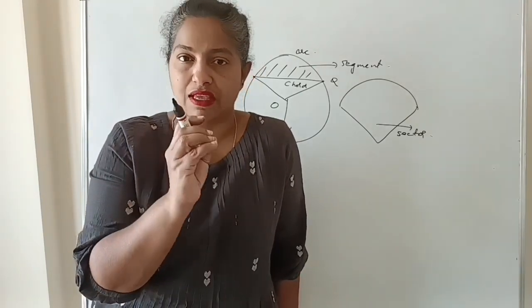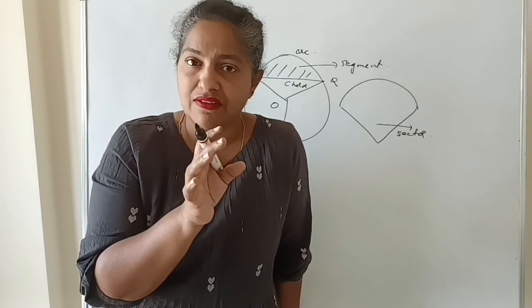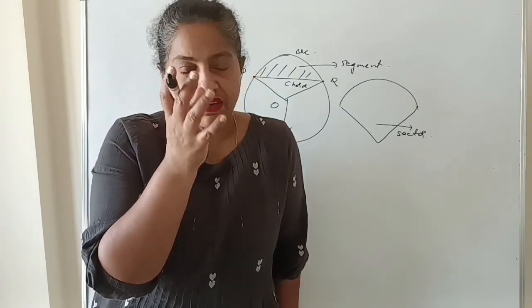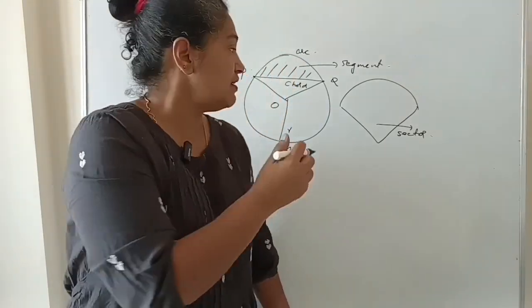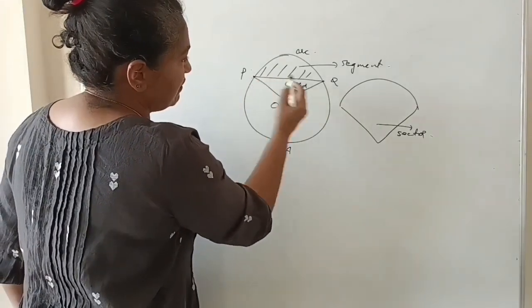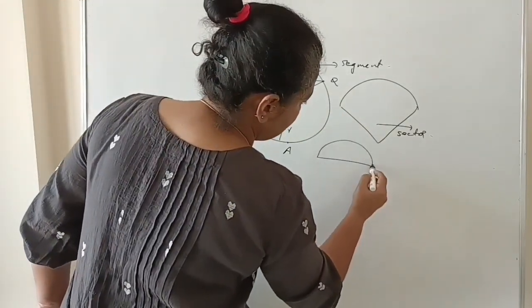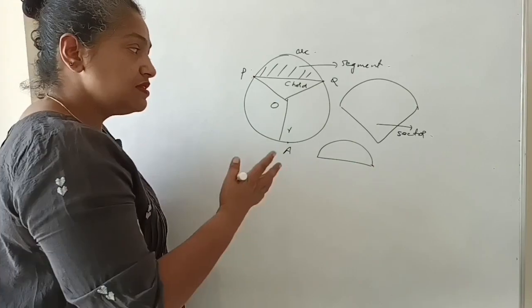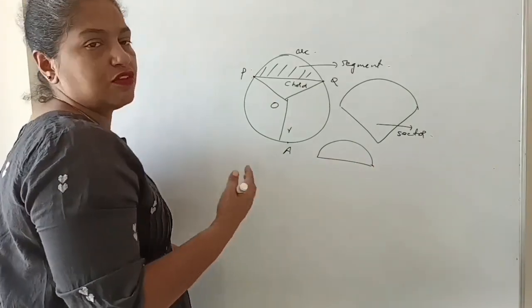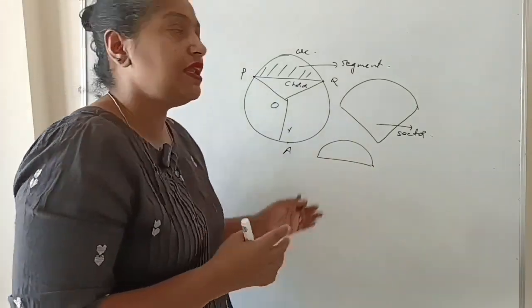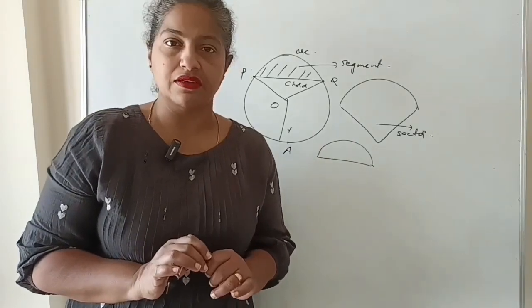Okay, so we know what a segment is, and you know what a sector is. It is the shape of a pizza slice, and a segment is a space between, it is almost like a semicircle, not exactly, but kind of a semicircle kind of thing. So that is a segment, and the other one is called a sector.